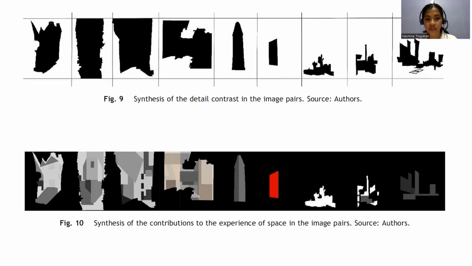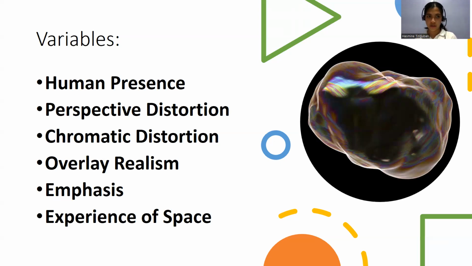And then figure 10, synthesis of the contributions to the experience of space in the image pairs. So by combining all these factors, they sorted the drawings into categories. This showed how the artist wanted you to feel about the space. Yeah, that's it. Let's proceed to the next.